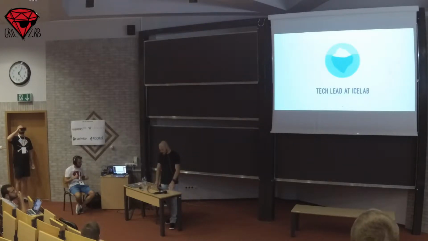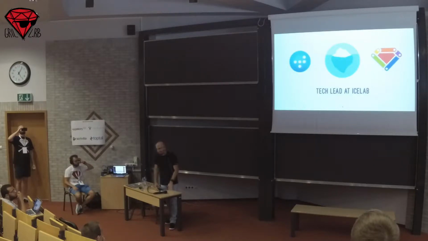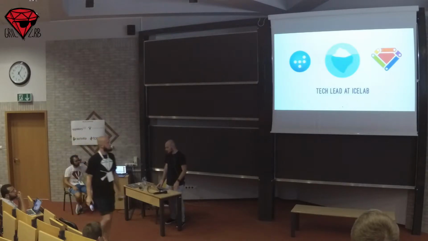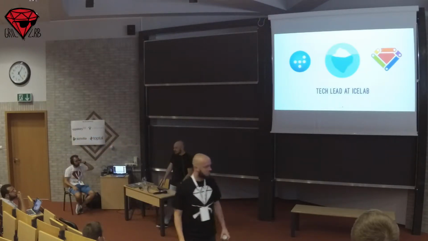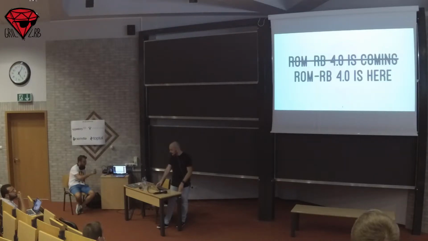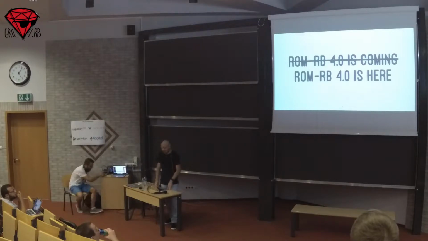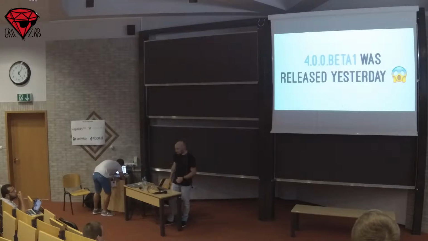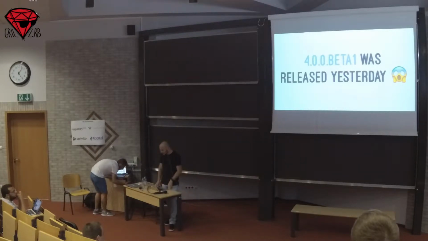And we're kind of unique because we stopped using Rails, which is pretty cool. We started using our own stack that we built using GrillRB and ROM-RB projects. So today we'll talk about ROM-RB only. And it's kind of here already, version 4.0, sort of, because yesterday somehow I managed to release 4.0 beta 1. So you can install it and try it out, which I encourage you to do.